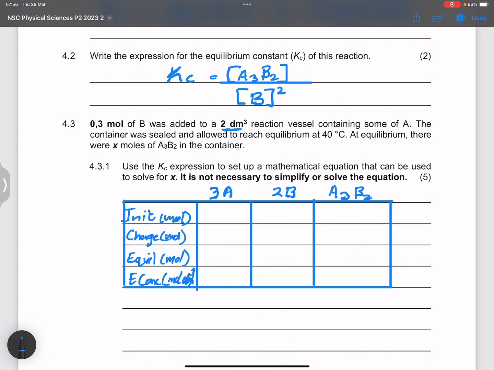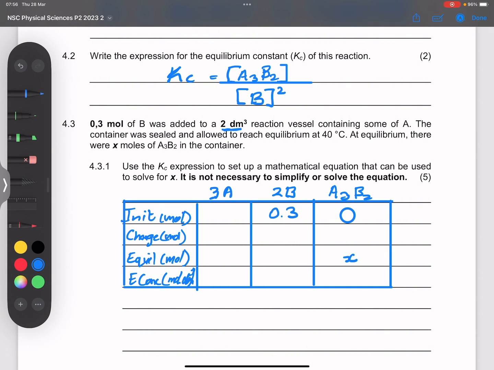Okay, so initially we started with 0.3 moles of B, right? And in this case, they say 0.3 moles of B were added to the reaction vessel with some of A, right? So we don't know how much of A. The container was sealed and allowed to reach equilibrium, right? Now note, they did not say anything about the product, so the assumption is that we started with nothing, right? They say at equilibrium, there were X moles of A3B2, right? So there were X moles of this, okay, at equilibrium.